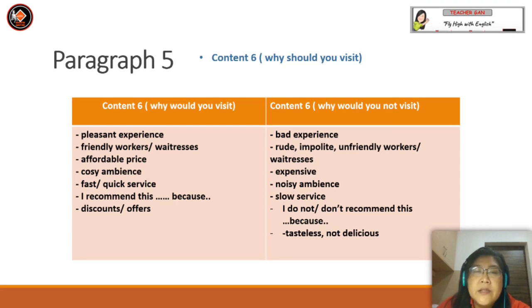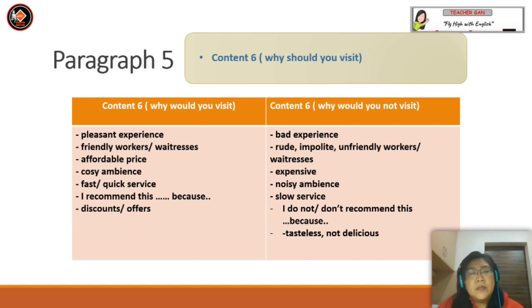You are now in your last paragraph where you have to write content 6. Why should you visit? Example, why you should visit. There are two. One side is positive and another one why you should not visit. Okay, so if you're happy with it, you can say it's a pleasant experience, friendly workers or waitresses, affordable price, cozy ambience. Ambience is the surroundings, fast quick service. I recommend this because discount offers.